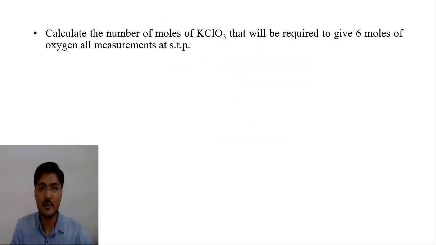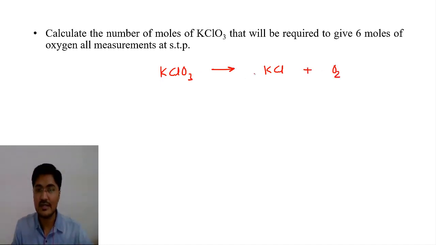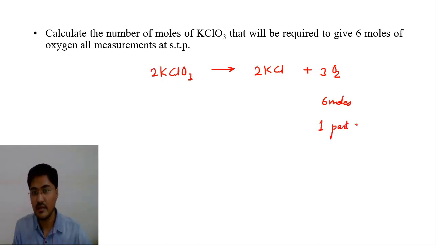Calculate the number of moles of KClO3 that will be required to give 6 moles of oxygen, all measured at s.t.p. Now KClO3, when it disintegrates, forms KCl plus O2. Let's try and balance this. So we get 2, 2 and 3. Now what we want is 6 moles of oxygen, that is the common part, that is 1 part equals 2 moles.